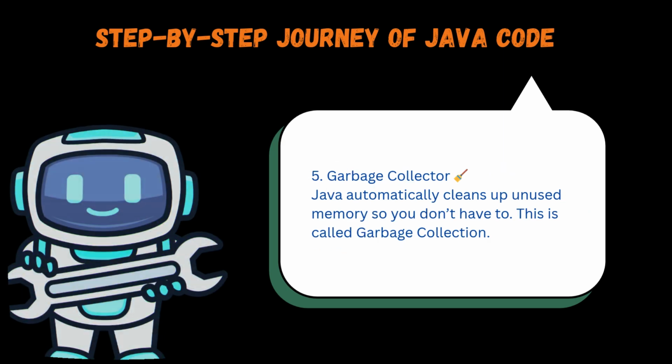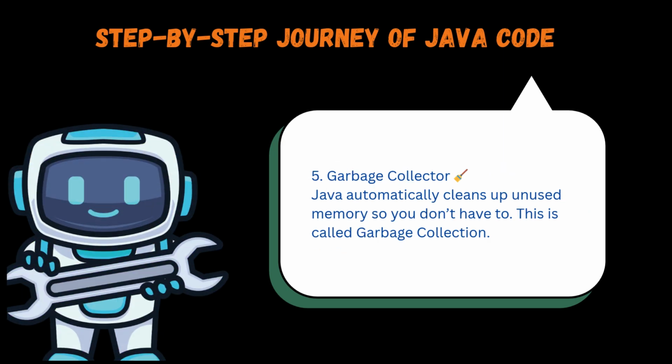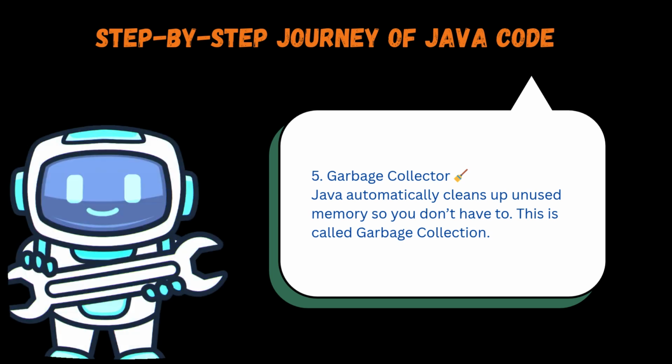The last step is garbage collector. Step 5. Java automatically cleans up unused memory so you don't have to. So this is called garbage collection. So for example, you are creating an object and you are assigning the value of the object to null. So that object is of no use, right? So this cleanup is done automatically in Java through the Java garbage collector.